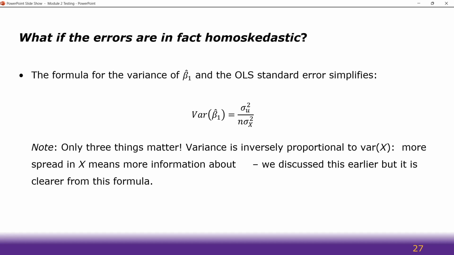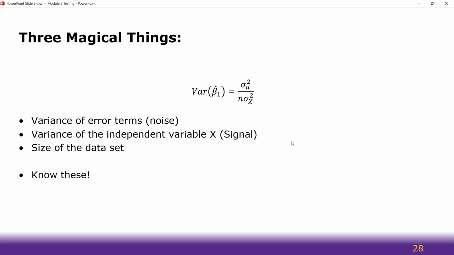One of the nice things about assuming that the data are homoskedastic is the formula for the variance simplifies in this way. And you'll see the variance of beta 1, which is just the squared standard error, right? Looks like this. Sigma squared of the error term, the variance of the error terms, divided by n, how many observations you had, times sigma squared of x, the amount of variation in x. Found another typo. Okay, so there are three magical things. Very important to know each of these.